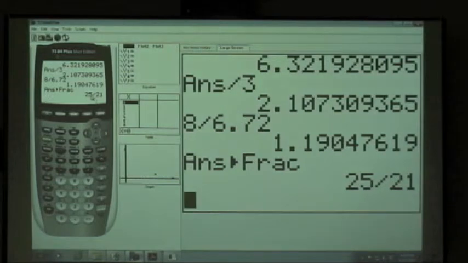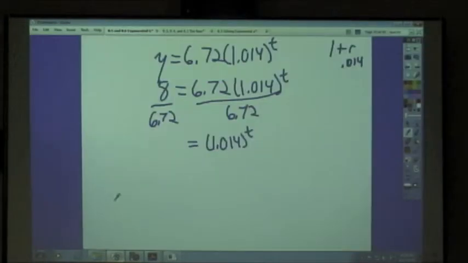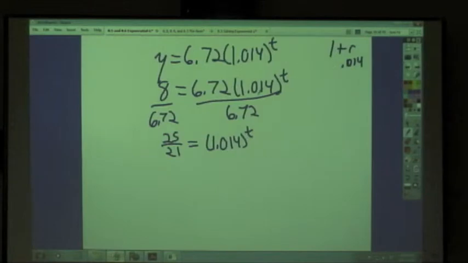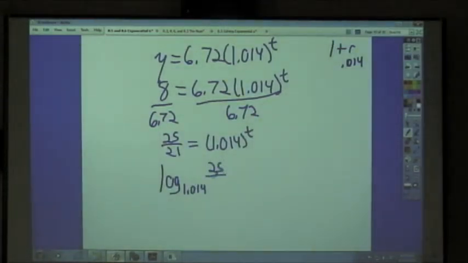Change it back to a fraction of 25 over 21, because that will keep you from messing up and rounding too early in your problem. Then you've got this now set up exactly like this guy over here where we did the logarithm rules, the definition of the logarithm to get this into logarithmic form. So you do the logarithm base 1.014 of the 25 over 21 equals t. This base raised to this exponent equals this number.